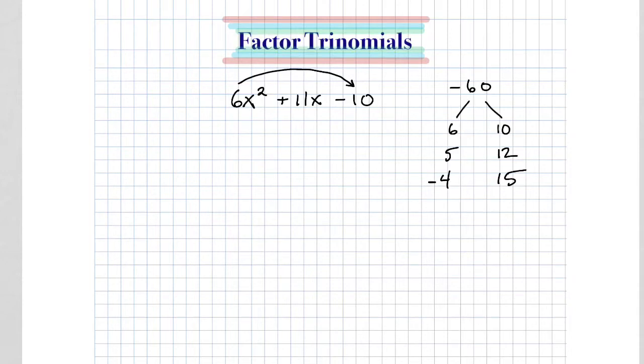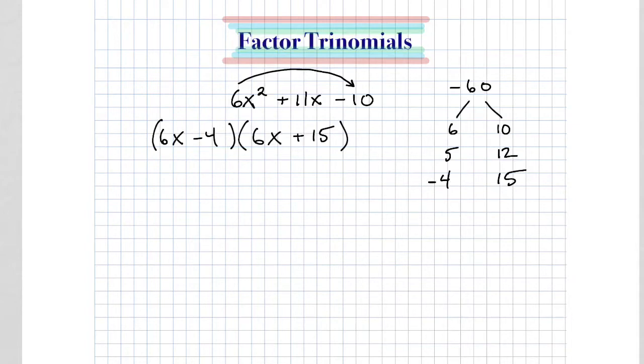The next step is to take this first term and split it apart. A real easy way to do this technique, I'm not quite sure where it originates, but I find it really easy. We're going to take the 6x squared and say 6x, and then fill in these factors here. So 6x minus 4, and 6x plus 15.